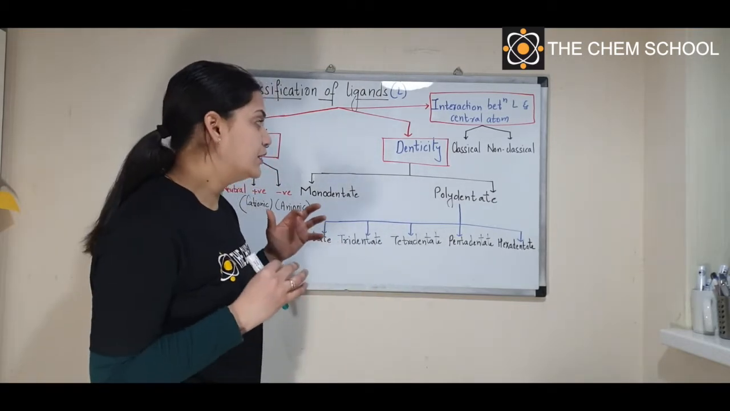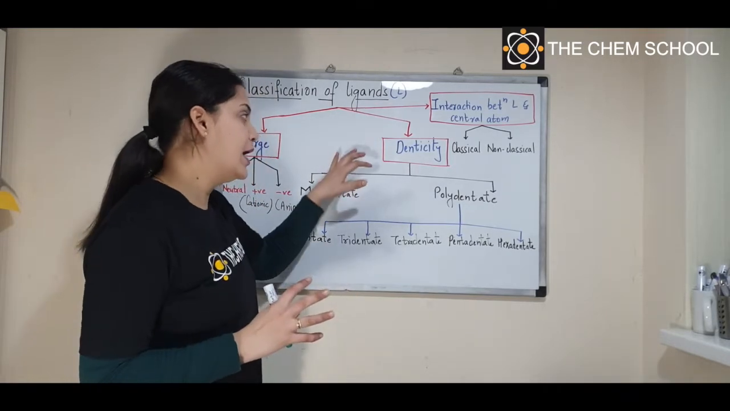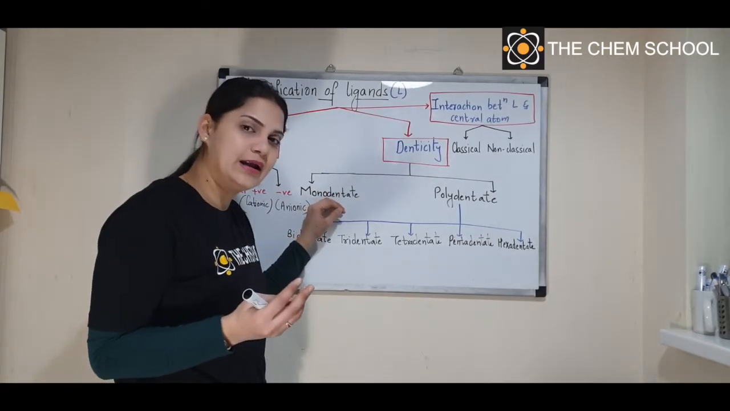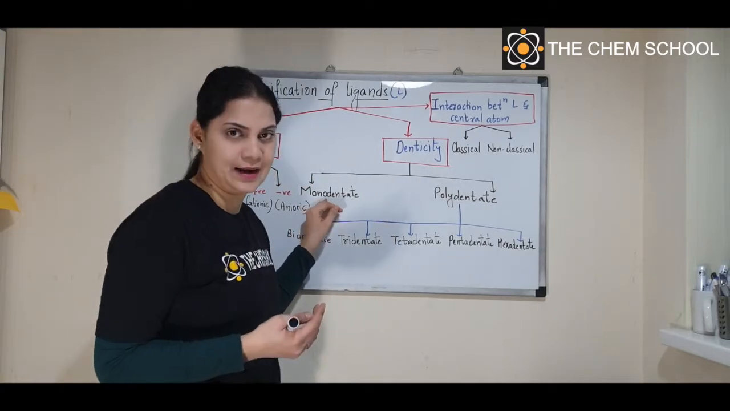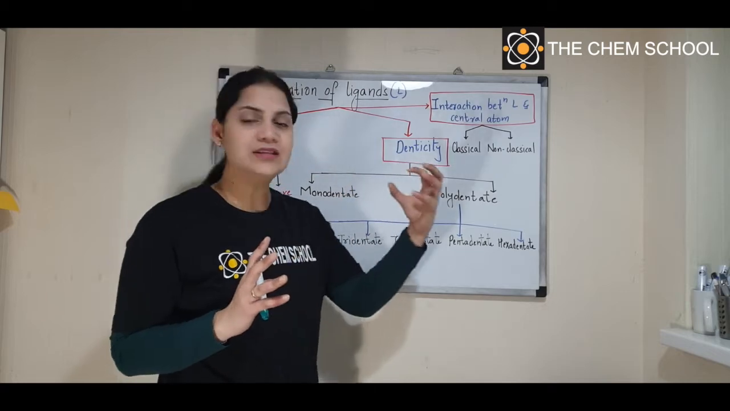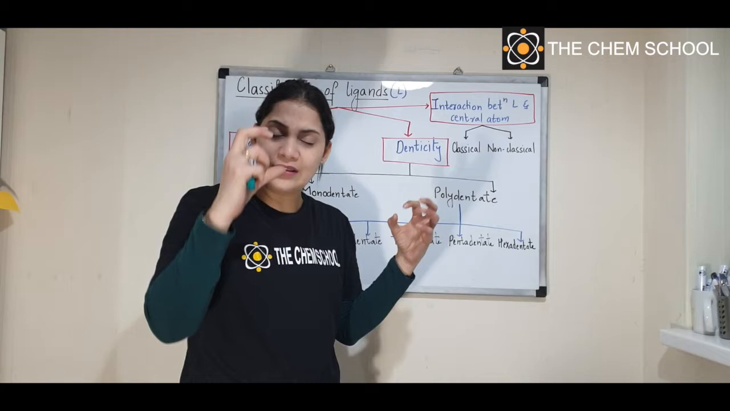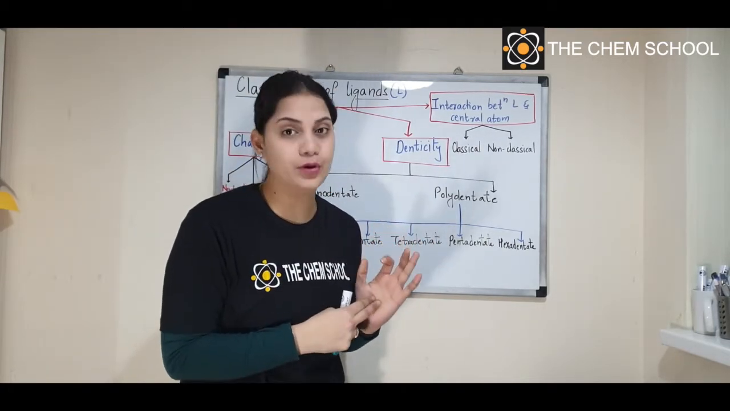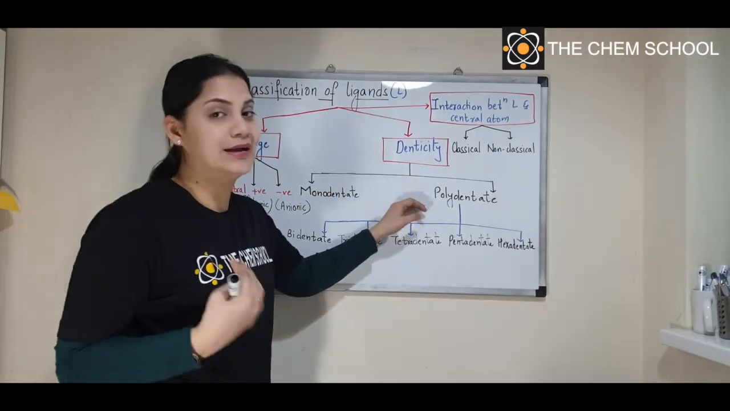The next one is based on denticity. The denticity and chelation terms I will explain later on, but as of now, based on denticity, you can have two types of ligands. It can either be a monodentate ligand or a polydentate ligand. What do you mean by monodentate ligand? It means it will form only one coordination bond. When you have the central metal atom and the ligand, if there is only one bond between them, or this particular ligand is donating only one pair of electrons to the metal, then it is called monodentate. But if the ligand is donating more than one pair, then you will say it is polydentate.